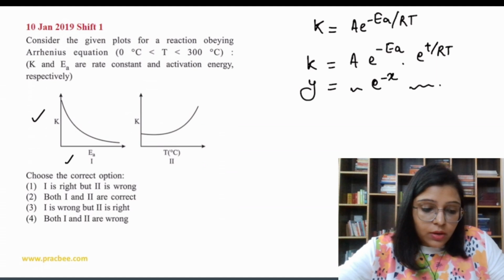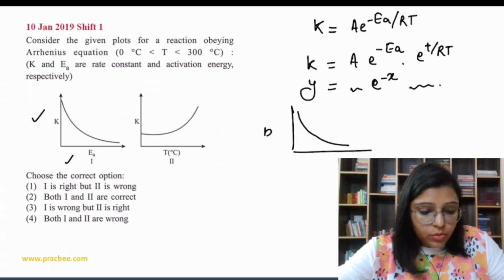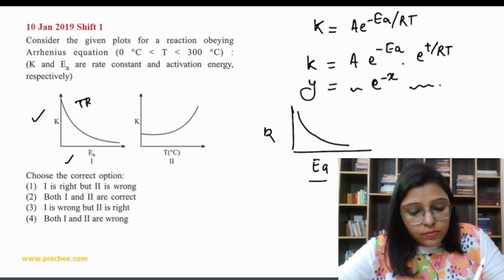So the curve of this is going to be a decreasing curve. So it is going to be this, the K versus Ea curve. So yes, this curve is true.